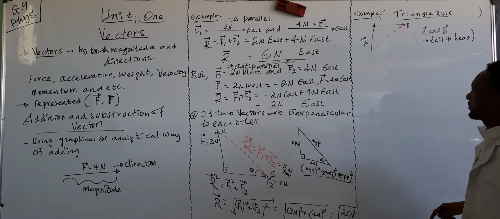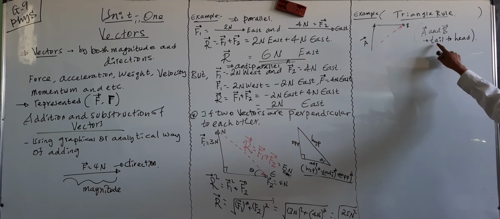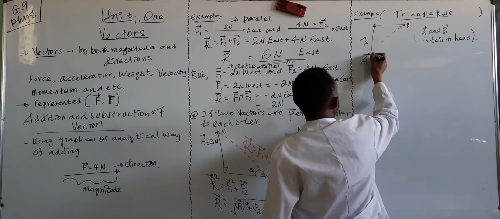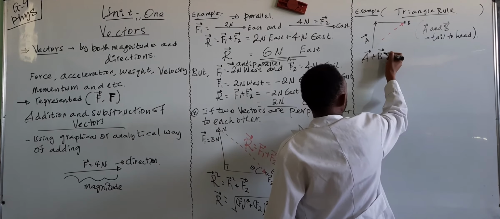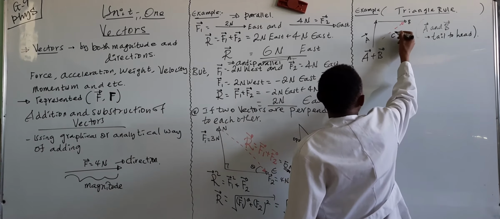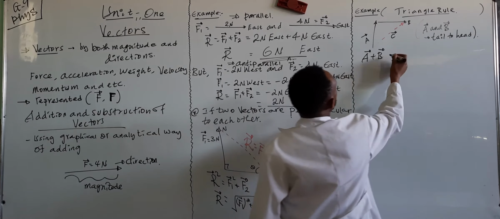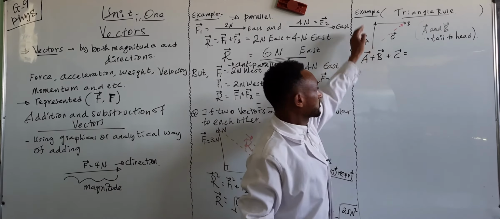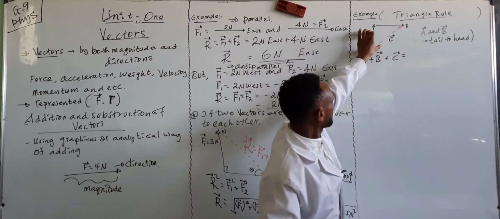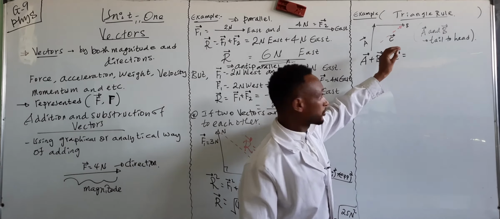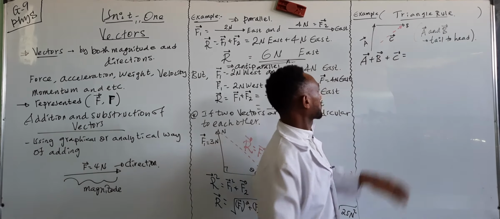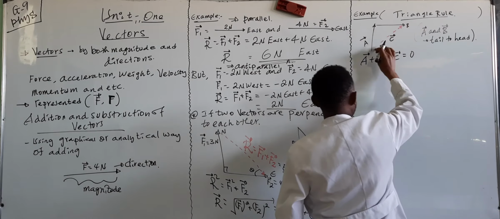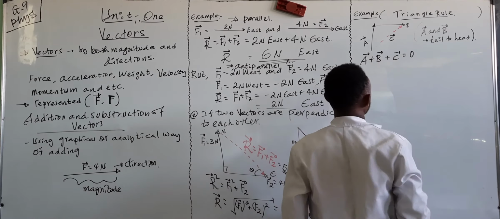According to the triangle rule, if two vectors are combined from tail to head, take vector A plus vector B and assume this one as vector C. Plus vector C gives that if the triangle is a closed loop, the summation of all three vectors is equal to 0. Vector A plus vector B plus vector C, their summation is 0.